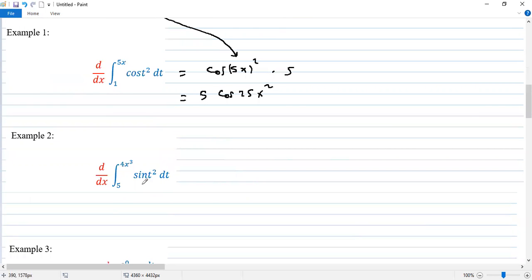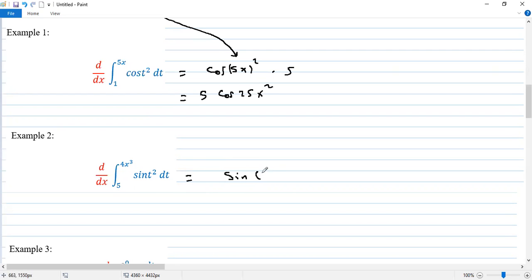Example 2. Now what is u? The u is 4x cubed, and a is 5 here. We said a is any number; here it is 5. This equals sine u. What do you have here? 4x cubed, but there is a square.